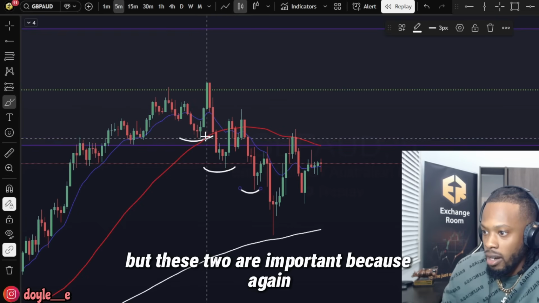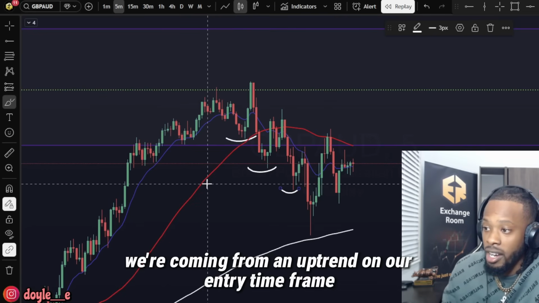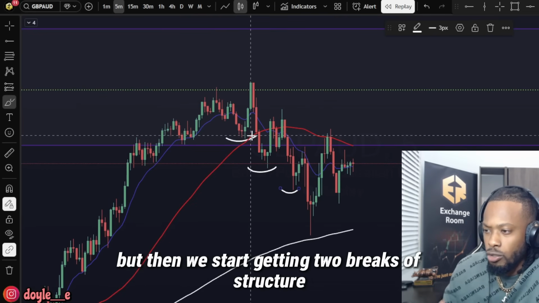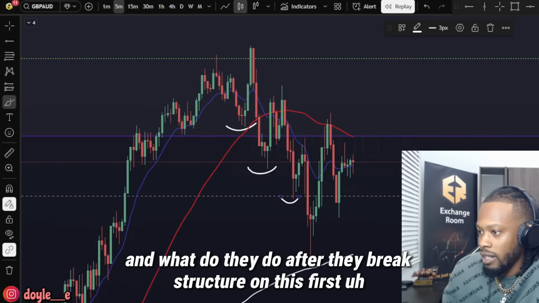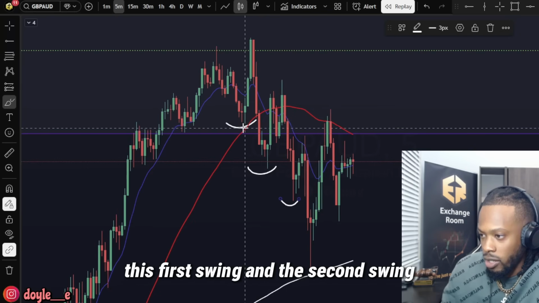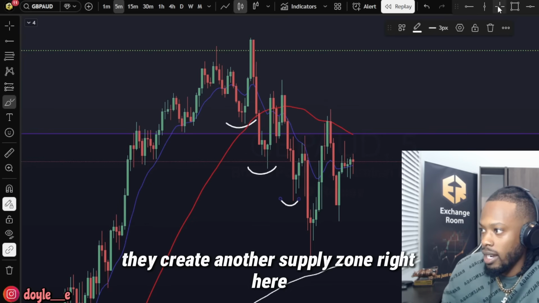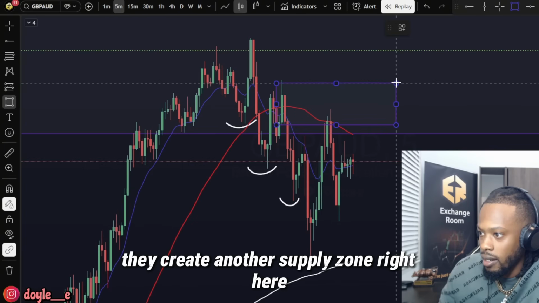But these 2 are important because, again, we're coming from an uptrend on our entry time frame, but then we start getting 2 breaks of structure going to the downside. And what do they do after they break structure on this first swing and the second swing? They create another supply zone right here.